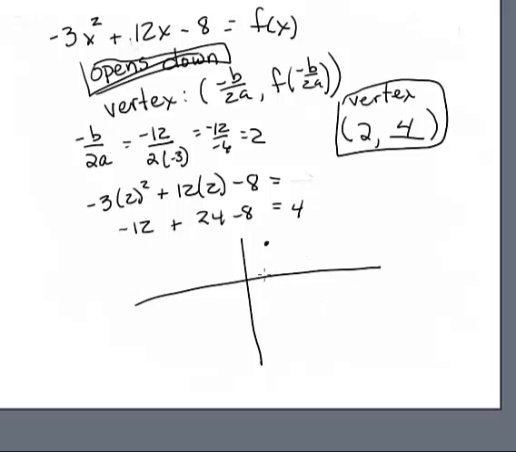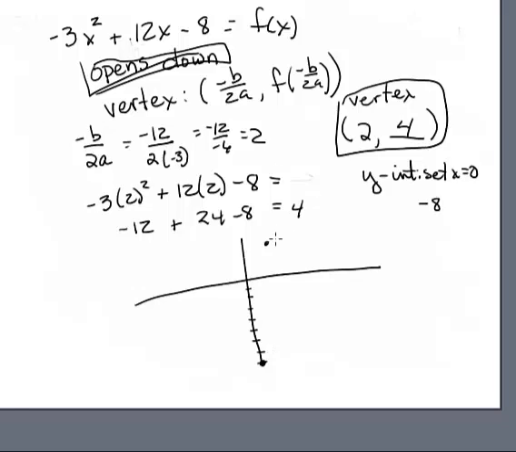Okay, so I want to know how wide it is. So again, I go back to the y-intercept, which is to set x equal to 0. If I put x equal to 0 up here, I end up with my y-intercept being negative 8. Right here.